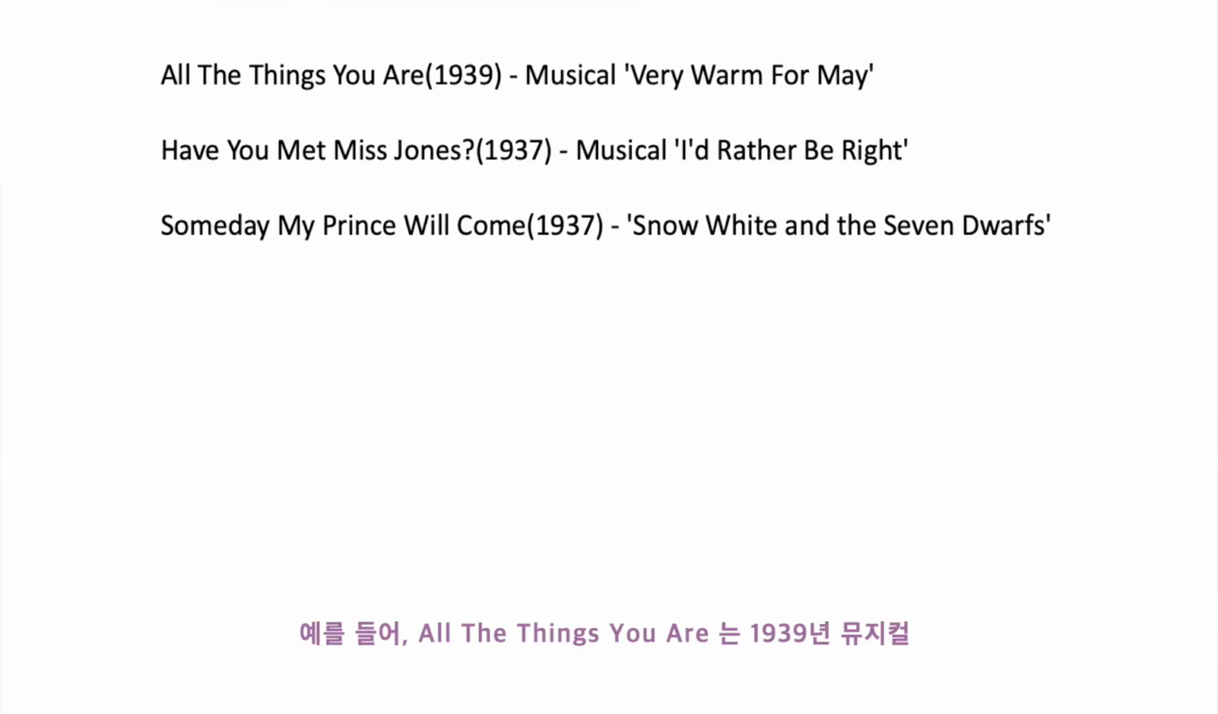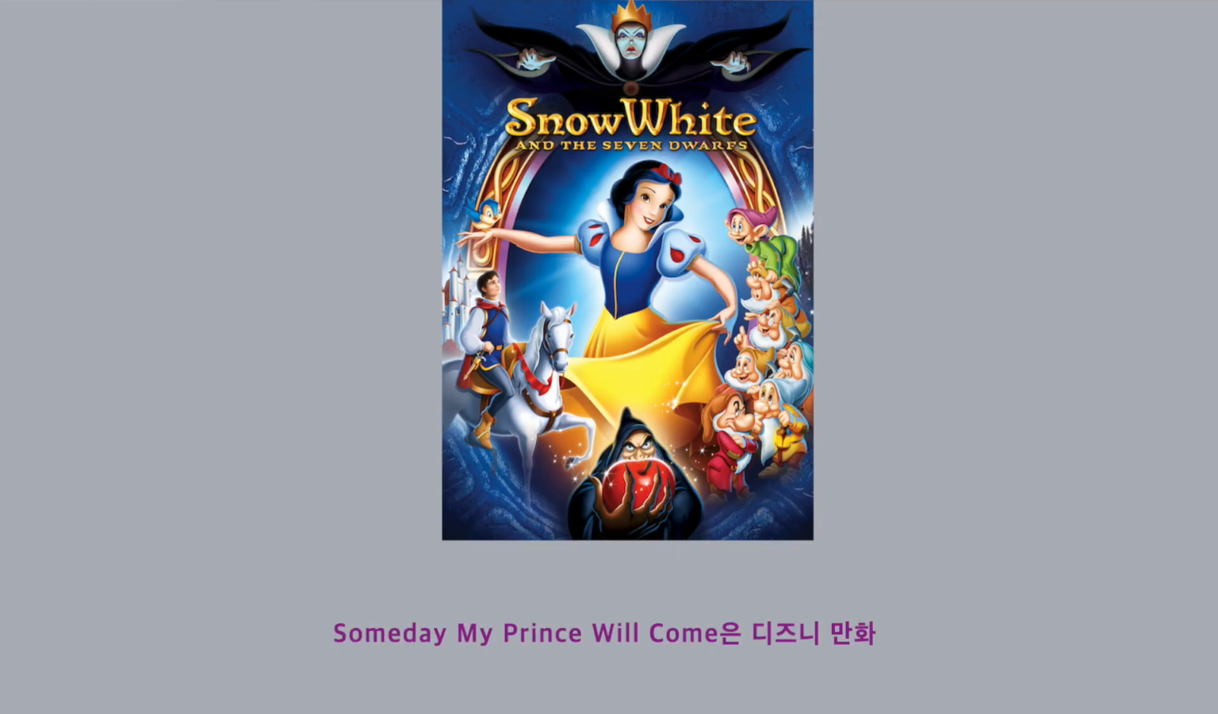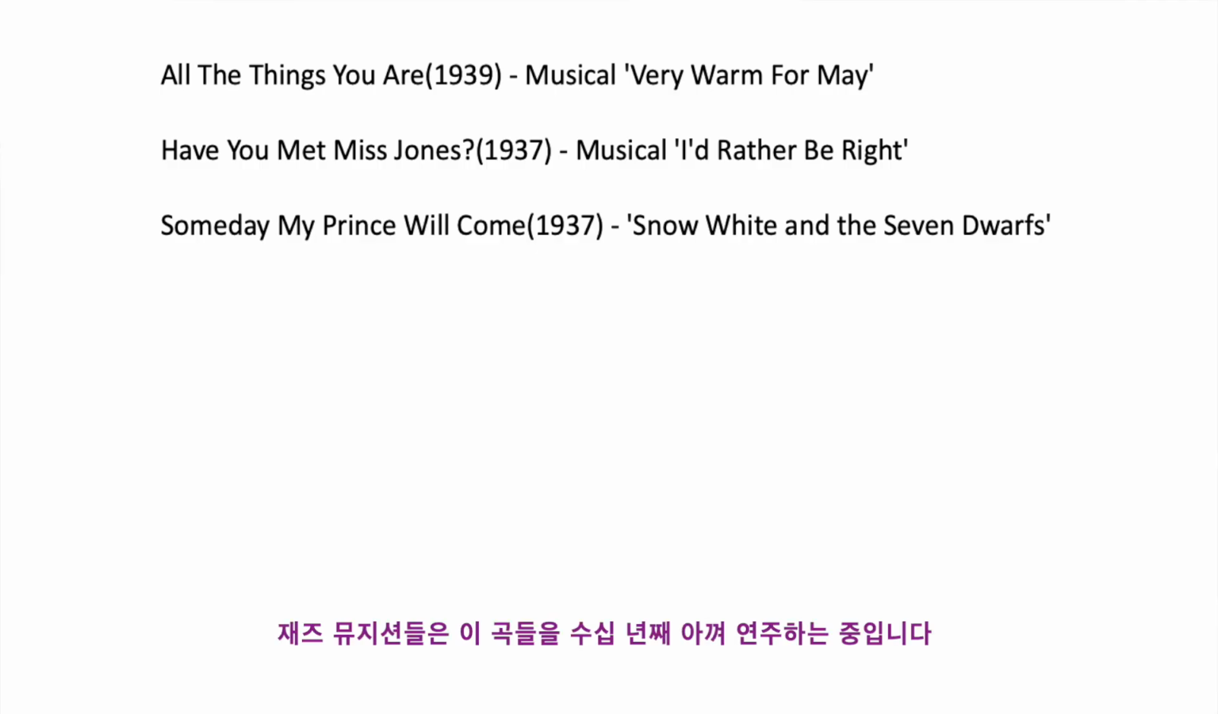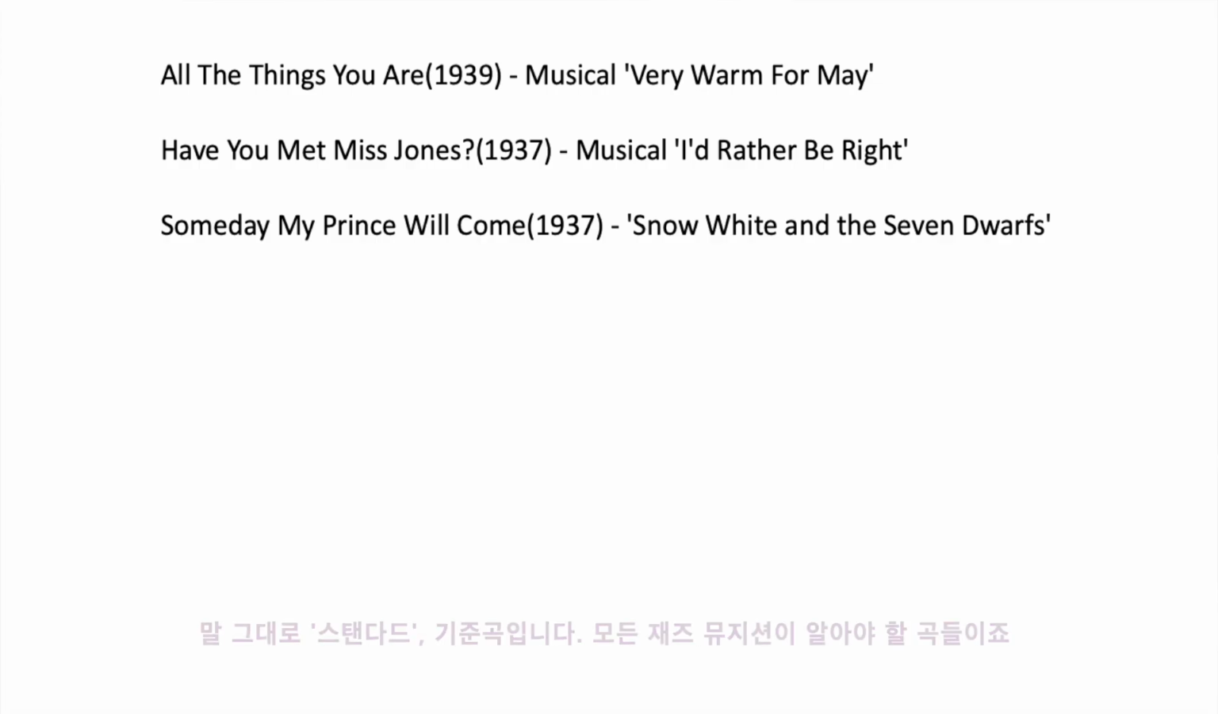For example, All the Things You Are is from the 1939 musical Very Warm for May. Heaven Met Miss Jones is from the 1937 musical I'd Rather Be Right. Someday My Prince Will Come is from Disney's Snow White and the Seven Dwarfs, 1937. Jazz musicians played these songs for decades, treating them as essential repertoire, literally the standards that every musician is expected to know.